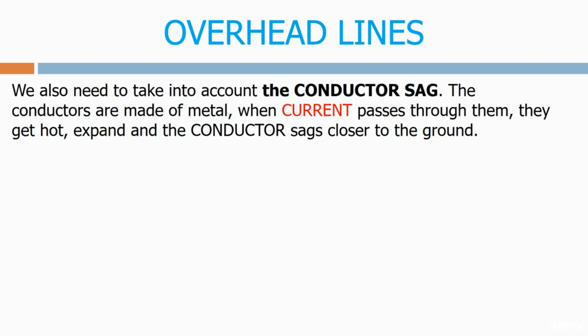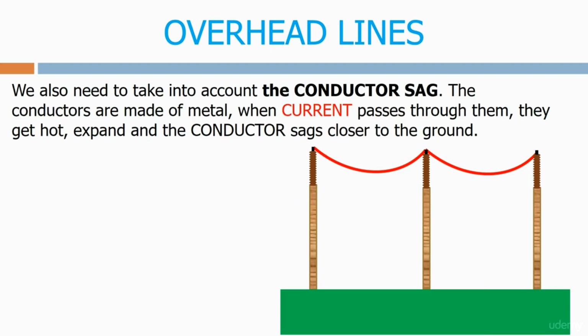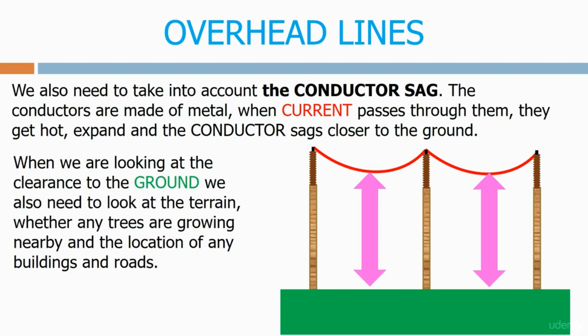We also need to take into account the conductor sag. The conductors are made of metal. When current passes through them, they get hot, expand, and the conductor sags closer to the ground. When we look at the clearance to the ground, we also need to look at the terrain, whether any trees are growing nearby, and the location of any buildings and roads.